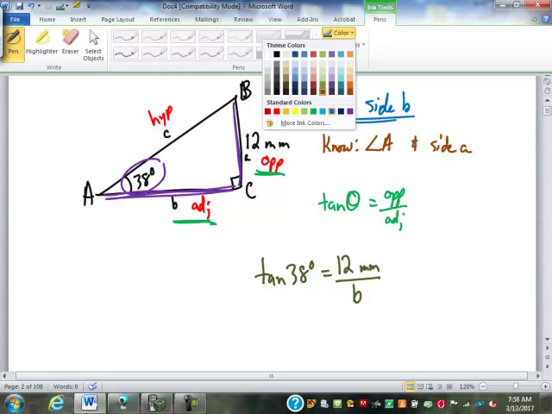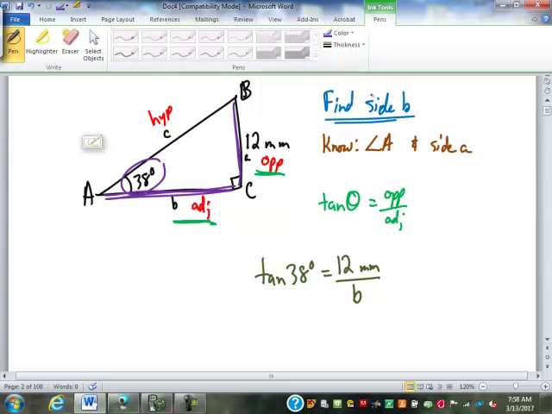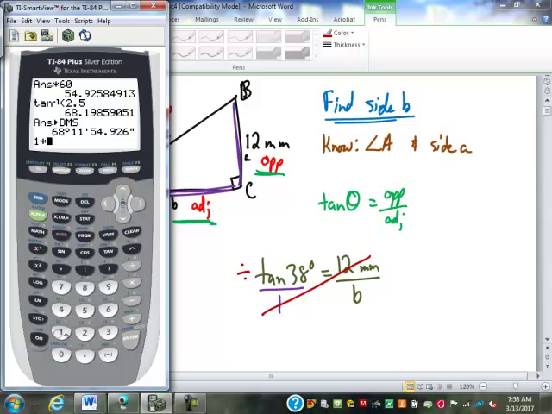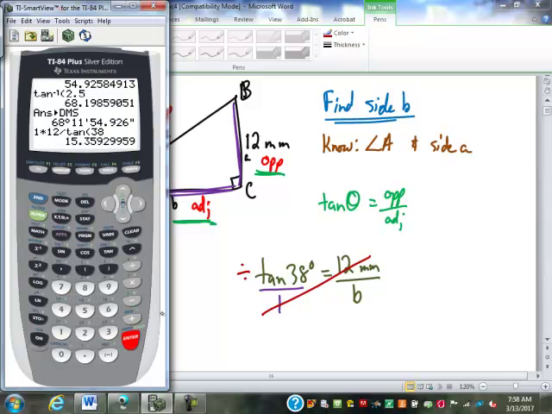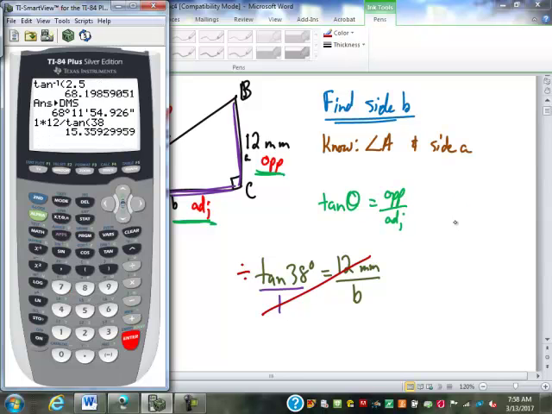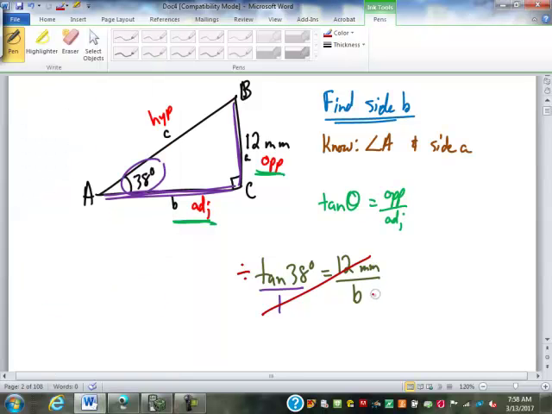To solve this, it's simplest when I have a trig function like this, if I make it into a proportion. So I make it into a proportion by making that tangent of 38 over 1. Now to find B, just like in the other proportion, I'm going to cross multiply and divide. So it'll be 1 times 12, which is 12, divided by the tangent of 38 degrees. So 1 times 12 divided by the tangent of 38. So I get that B is 15.359 or 15.36, we're going to call it. Millimeters.